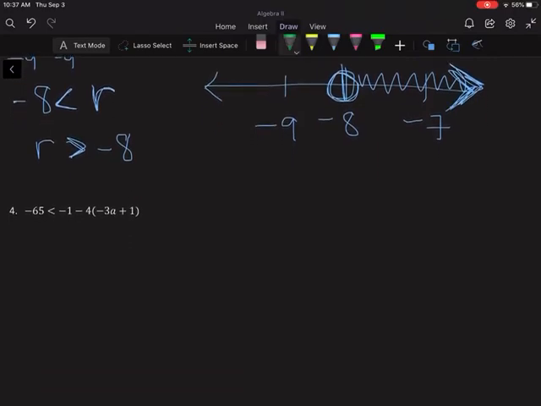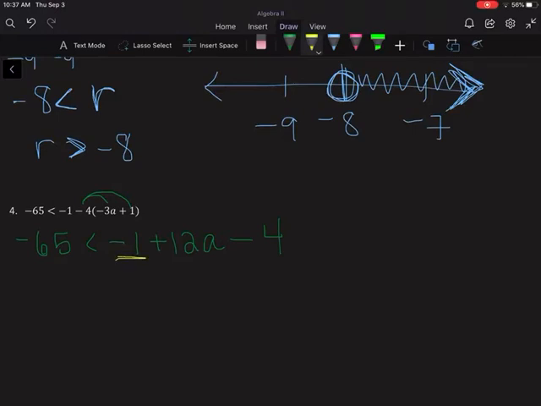All right, so the next one's a little bit more complicated. We first need to distribute. We are not going to do negative 1 minus 4. We need to distribute the negative 4 first. Everything else just drops down. Negative 4 times negative 3a is plus 12a. And negative 4 times positive 1 is negative 4.